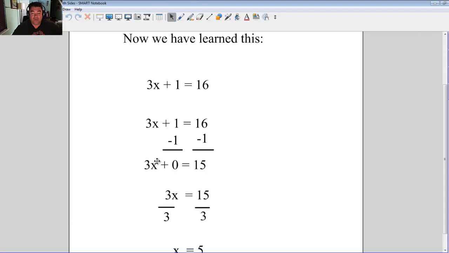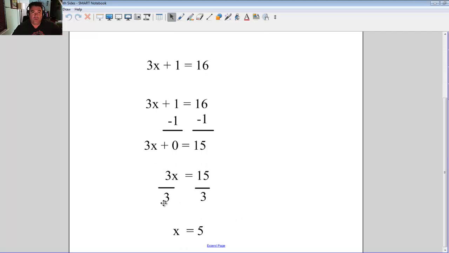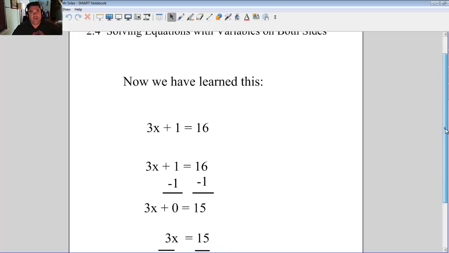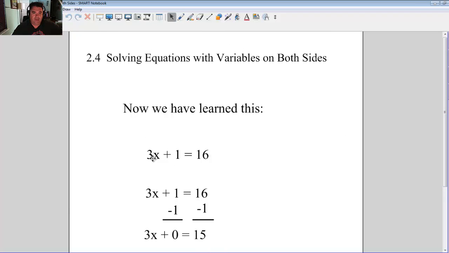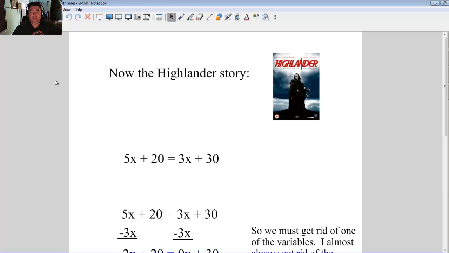The opposite of times 3 is divide by 3. Divide 3 on one side, you have to divide 3 on the other. Therefore, these 3's go away, leaving the x. 15 divided by 3 makes 5. So your answer is x equals 5. You can also know this by plugging it back in, because 3 times 5 makes 15, plus 1 does make 16, so you know it works.